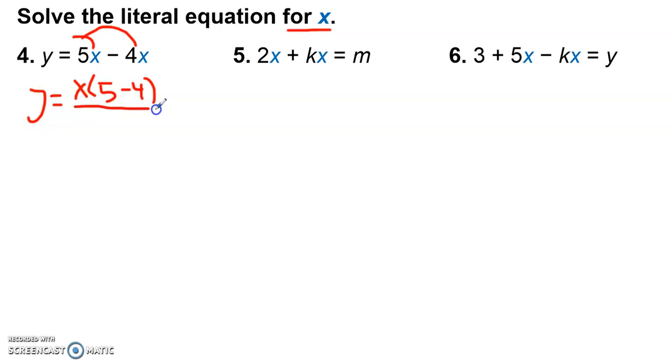Then we can divide by 5 minus 4. But actually, before we do that, we can simplify this right here inside the parentheses, because 5 minus 4 is 1. And that's still multiplying right here. It's in parentheses, and x times 1 is just x. So x equals y.